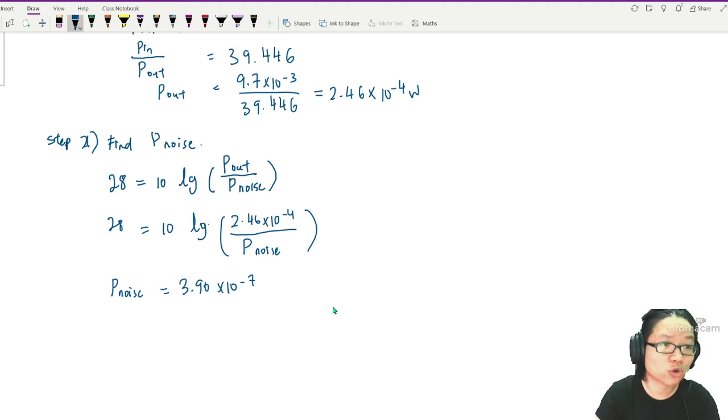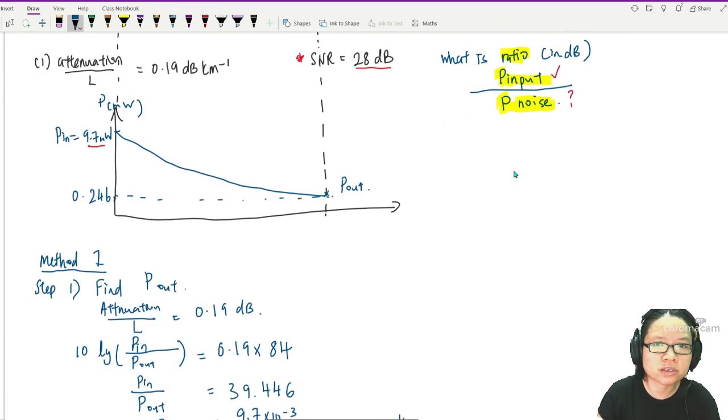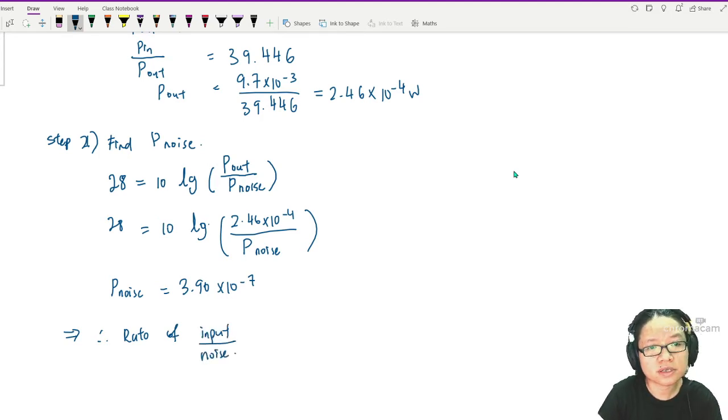So once you have your noise, then finally you can get your answer already. Because what were they looking for again? We want input to noise. So hence, the ratio of input to noise in decibel will be equal to 10 log P in over P noise.